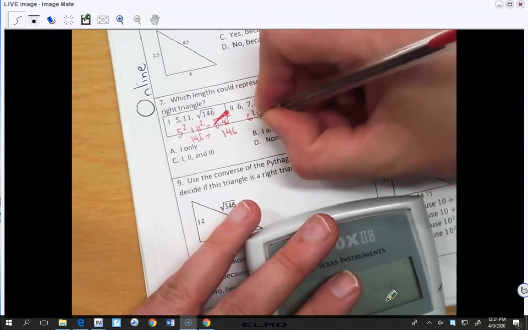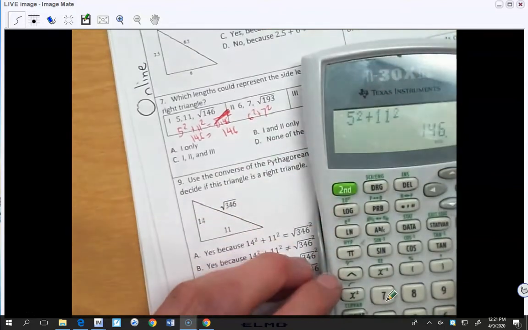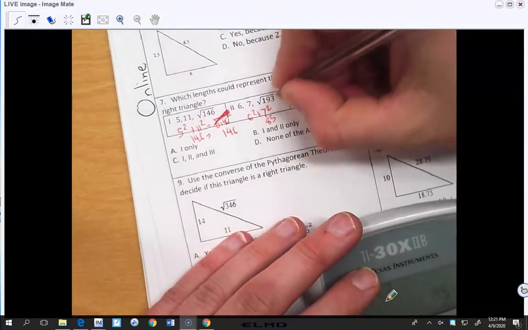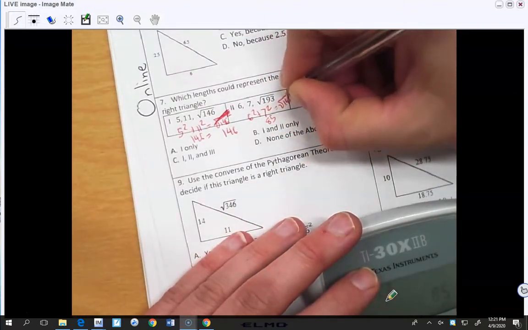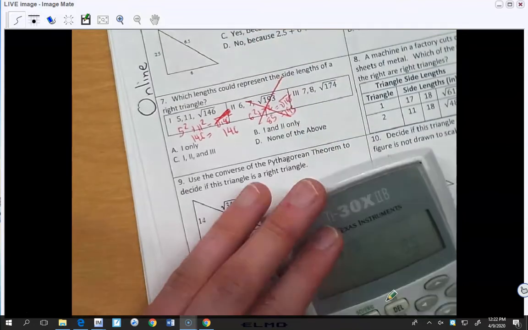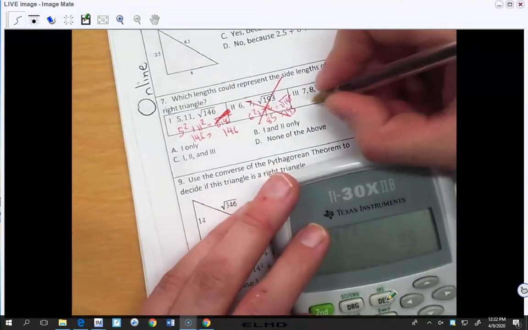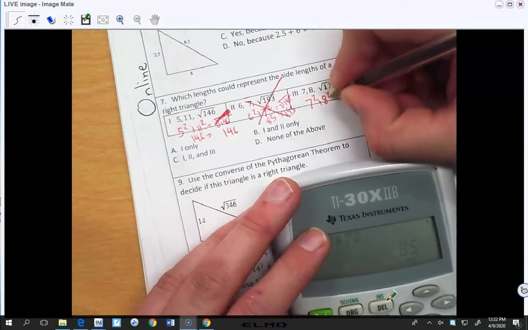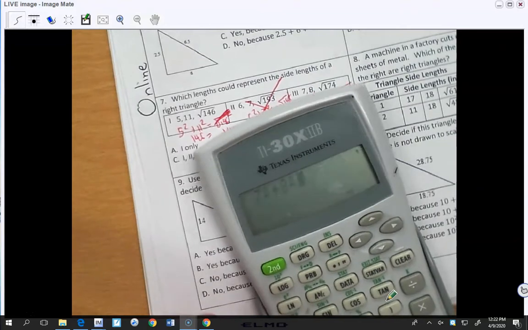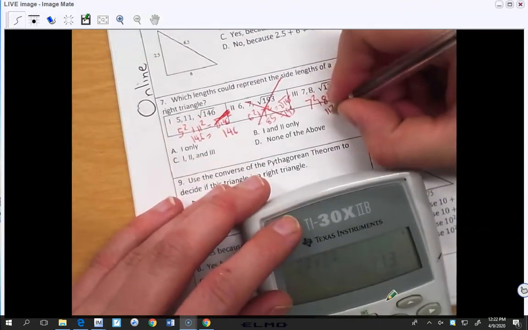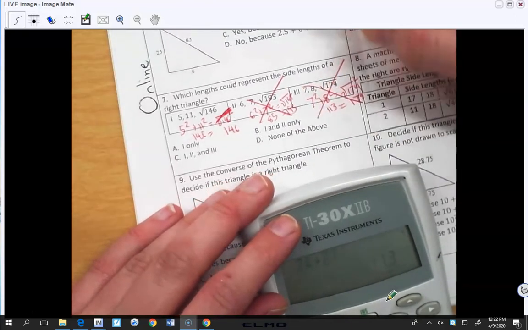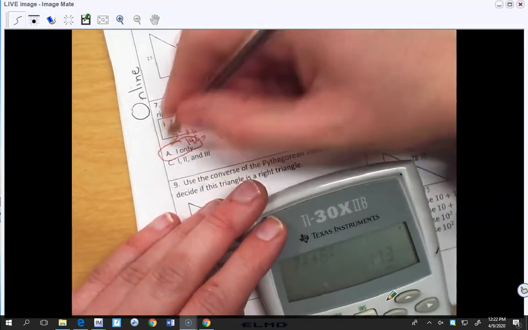6 squared plus 7 squared is 85. The square root of 193 squared is 193. 85 is not 193, so 2 is not a right triangle. And 7 squared plus 8 squared versus 174. 7 squared plus 8 squared is 113. 113 is not the same as 174, so that's not, which means the only possible answer would be 1.